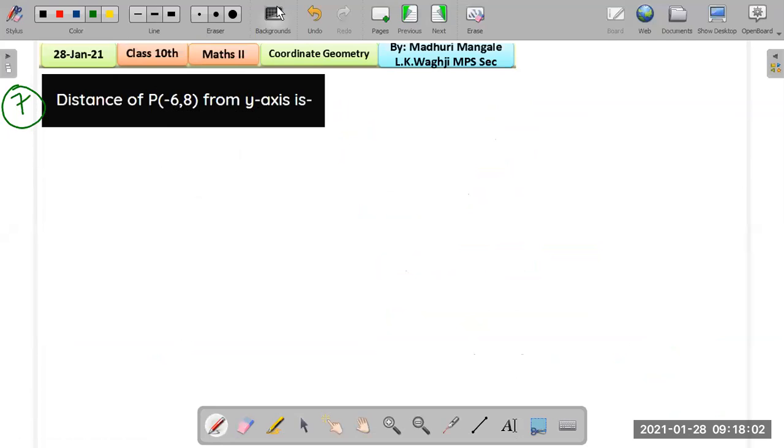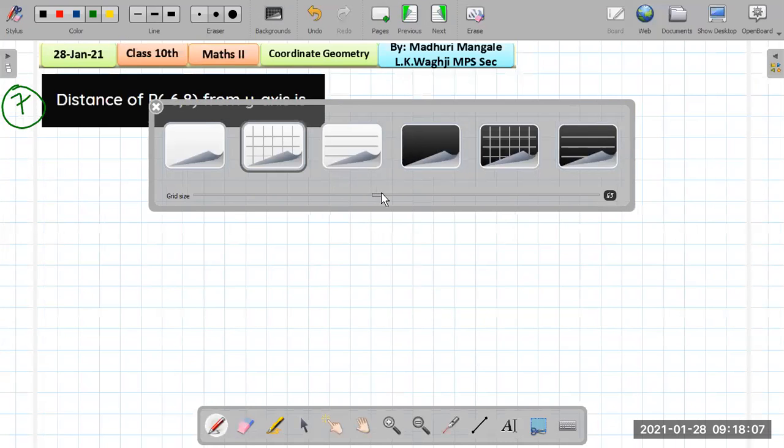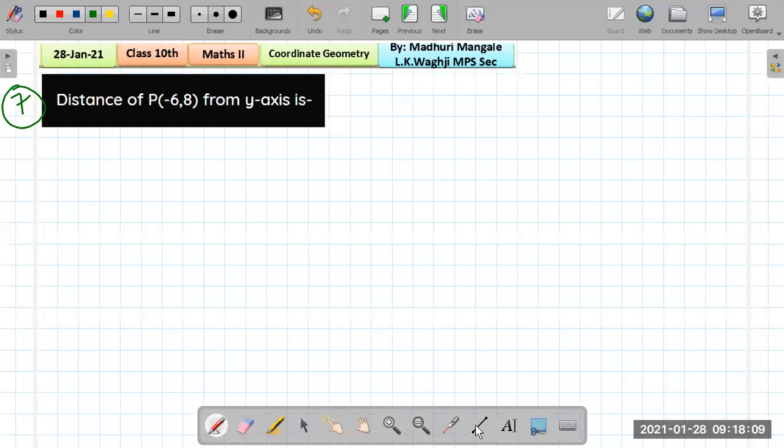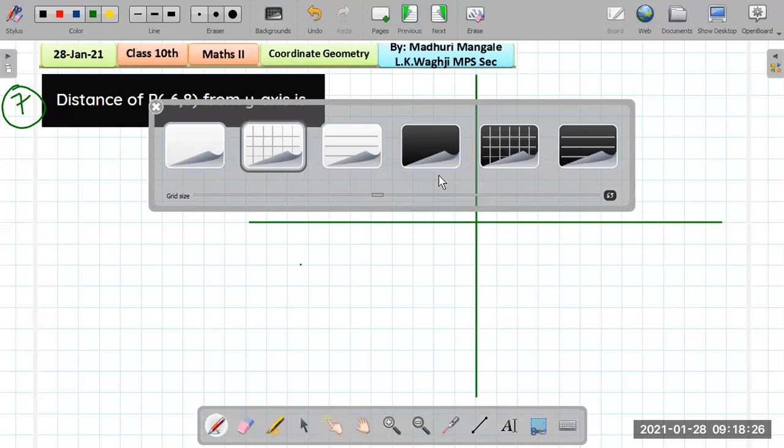and we are asked what is the distance from the y-axis. So to help you out, let us quickly look at the graph, how that looks, just for better understanding. There, and you need to first check where is the point negative 6 comma 8. So negative 6 comma 8 will be somewhere.